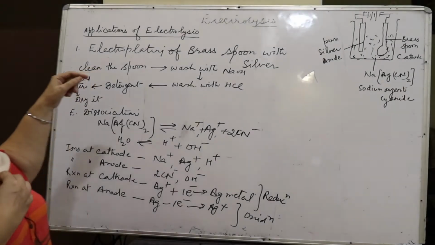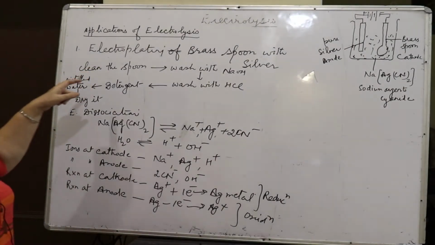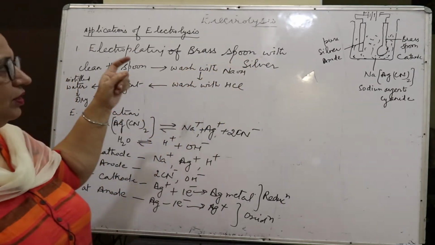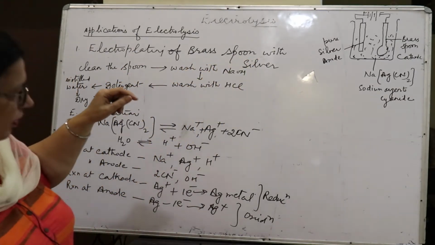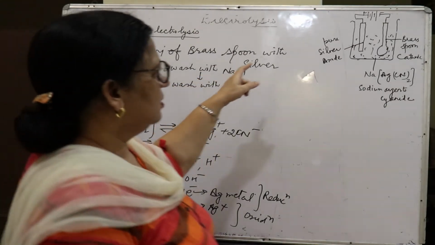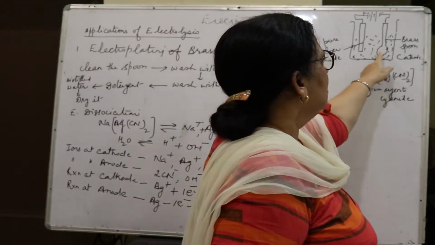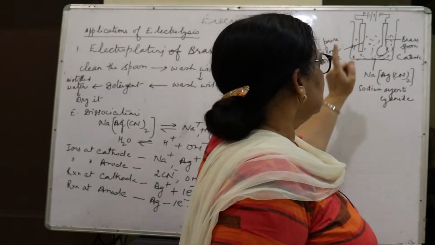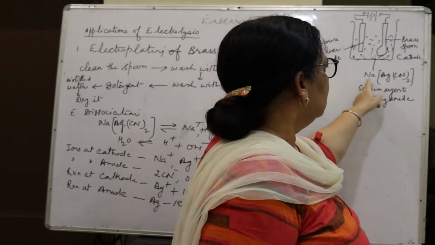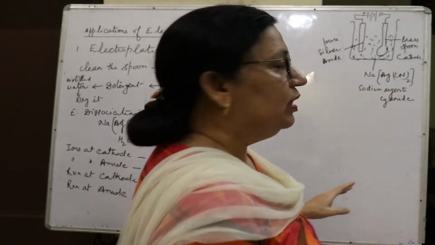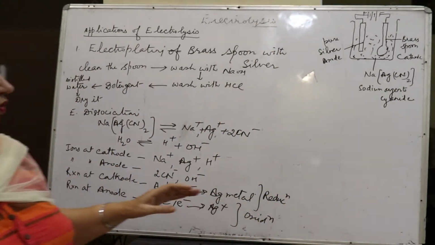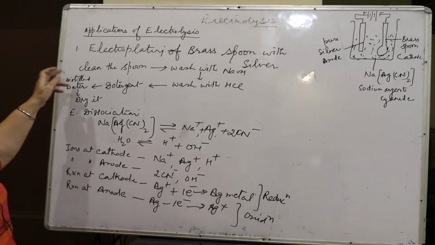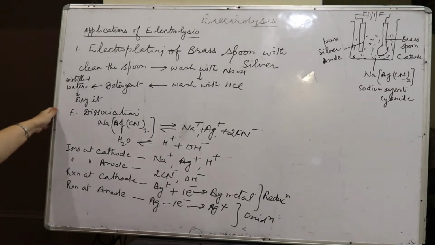Let us do one example, that is electroplating of a brass spoon with silver. How can we electroplate a brass spoon with silver? This is the diagram. The spoon is placed at the cathode, pure silver is taken as the anode, and the electrolyte taken is sodium argentocyanide, a complex salt of sodium and silver.